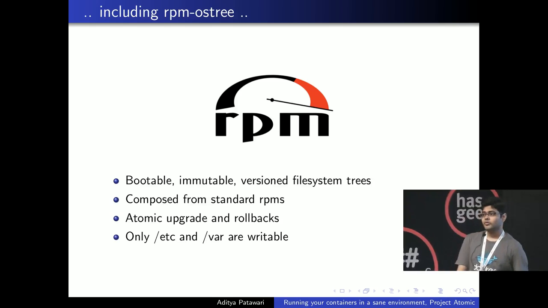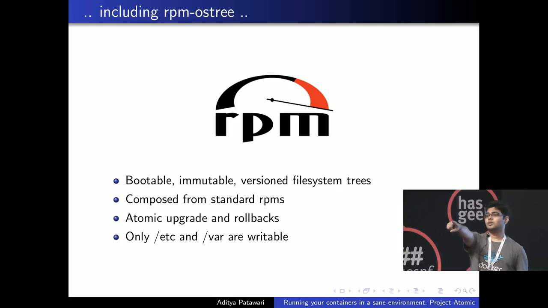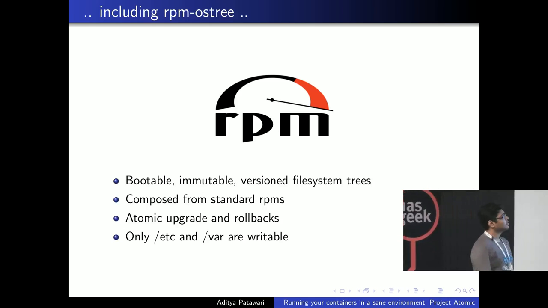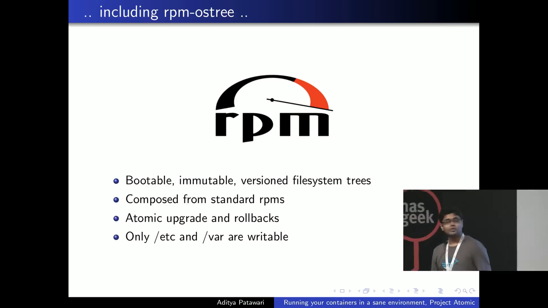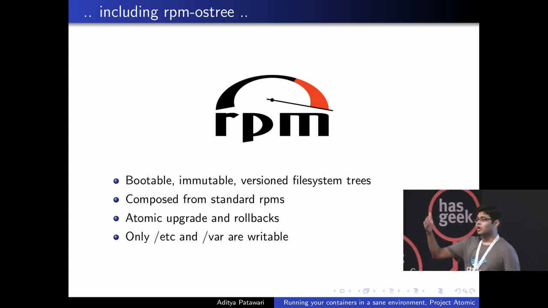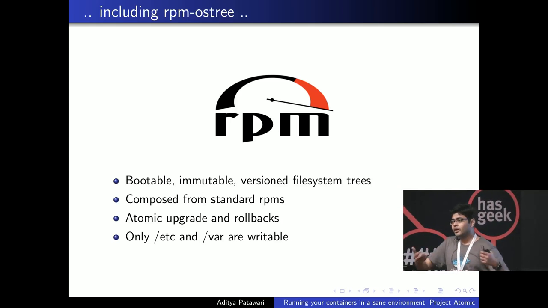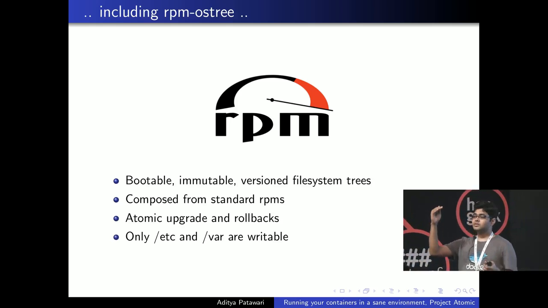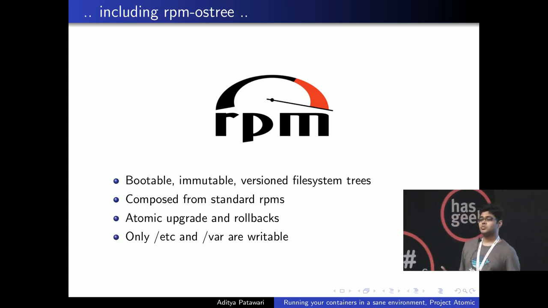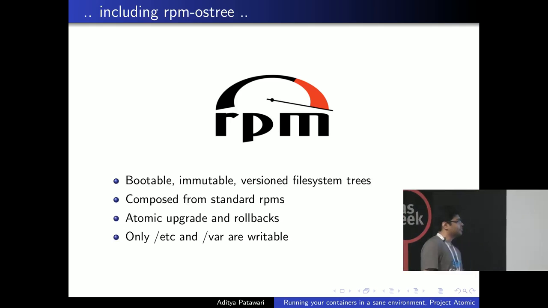It includes RPM OSTree. How many of you have heard of RPM OSTree? Okay, I'm sure you guys are working with GNOME. So what RPM OSTree does is it gives you bootable, immutable, versioned file system trees. So you guys have worked with Git a lot. You know that all the files are versioned, right? So we take Git and we add the concept of booting up that entire file system. So now your file system becomes versioned. You make a change to the file system, you can revert it. Imagine that you can revert an entire operating system and you have some idea of what Atomic is able to do. It's composed from standard RPM, that's something which we've already covered.